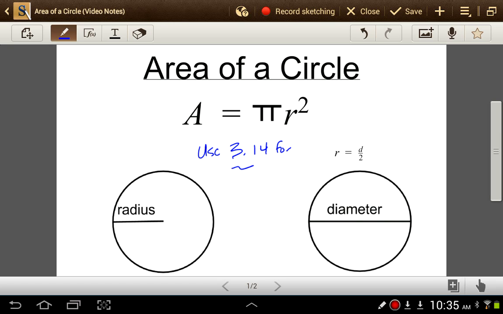Except you have to use the radius, which means if I give you a diameter, then you have to divide the diameter by 2 to find that radius. You have to use the radius, and you cannot divide by 2 at the end. You have to do that first. So if I give you a diameter, the first thing you need to do is divide it by 2 to get the radius, because you have to plug the radius into the formula. Again, the formula for the area of a circle is area equals pi r squared.